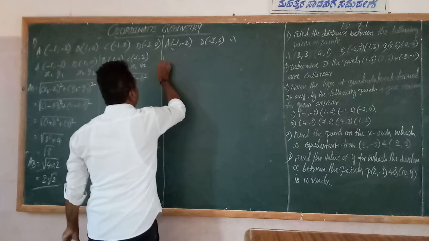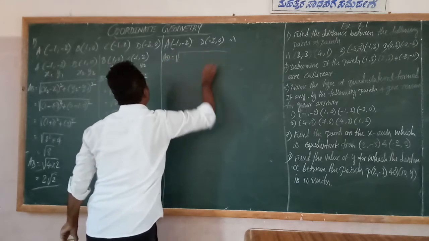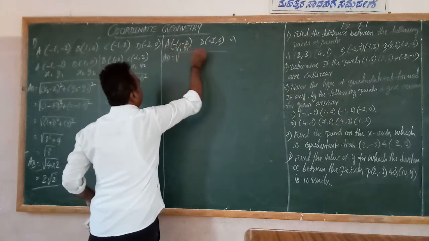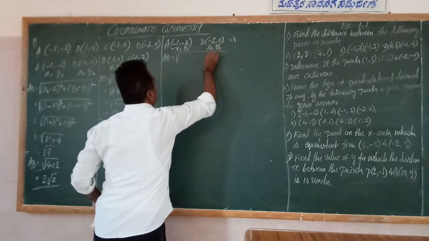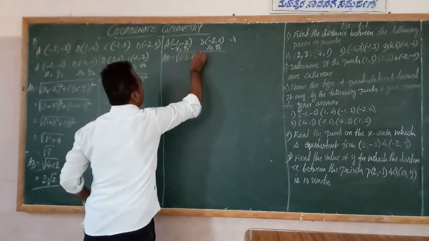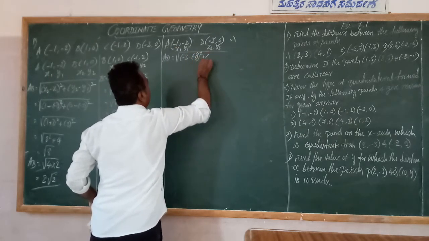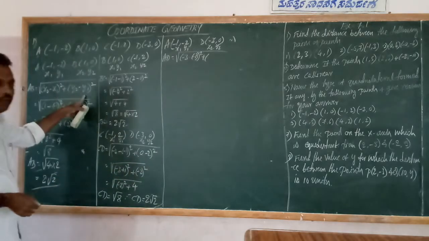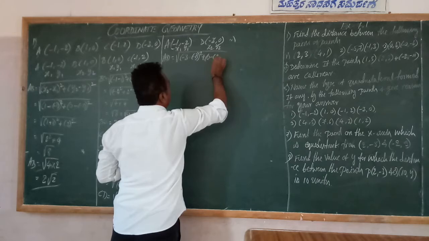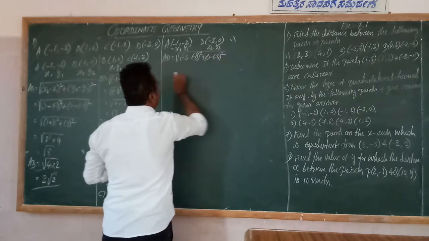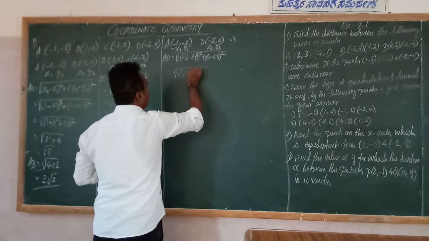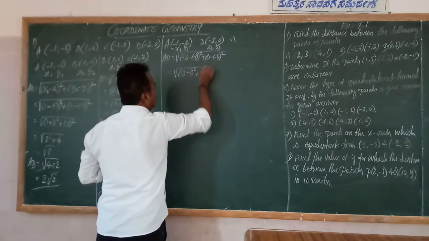Okay, AD is equal to the square root of... what is the formula? (x2 minus x1) whole square plus (y2 minus y1) whole square. This is x1, y1, this is x2, y2. So x2 means -3 minus of -1 whole square, plus y2 minus y1. y2 means 0 minus of -2 whole square.